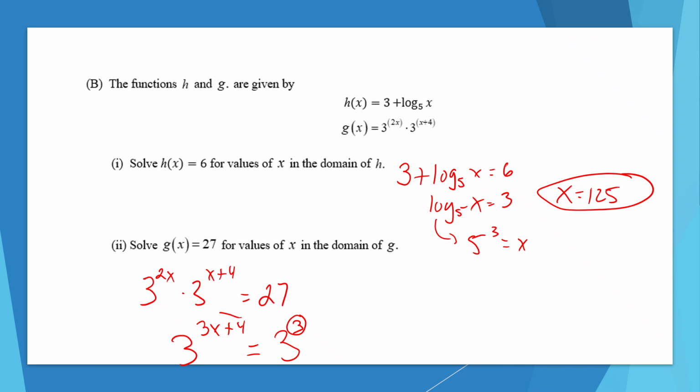And now we're going to set the two exponents equal to each other. So this is 3x equals -1. X equals -1/3 should be our answer there. All right.